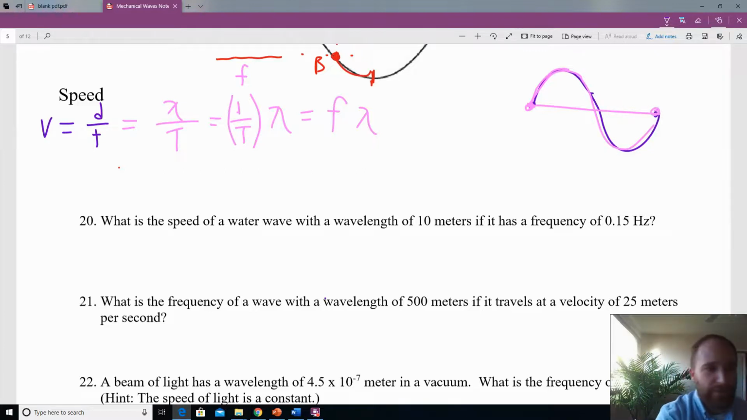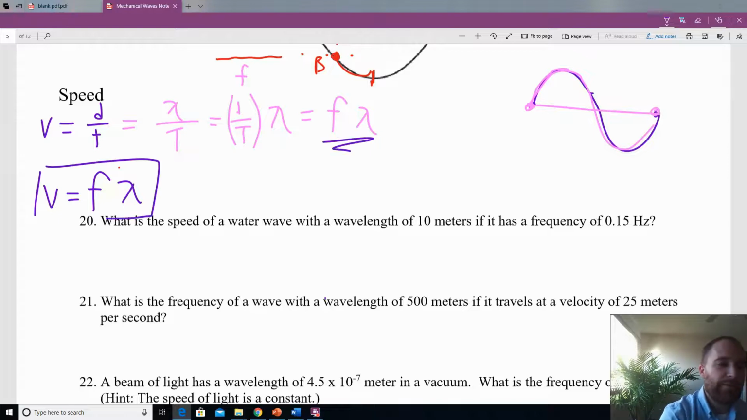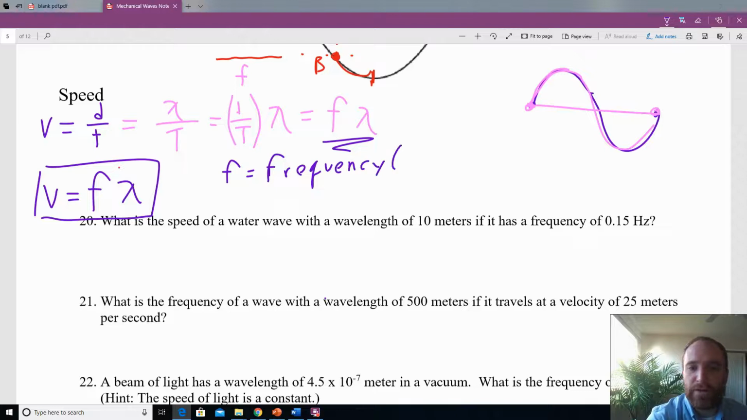Just to isolate this, v equals d over t works, but for the most part, the equation we're going to use is v equals f lambda, which again, we made a couple of substitutions and showed that they're equivalent to one another. The reason we prefer this is it's in terms of wave things, frequency, wavelength. Those are wave type values that we can measure. So we like this because it just stays within itself. Just writing out what everything means: f stands for frequency, just like it did before. And we measure frequency in hertz, which, remember, is waves per second.